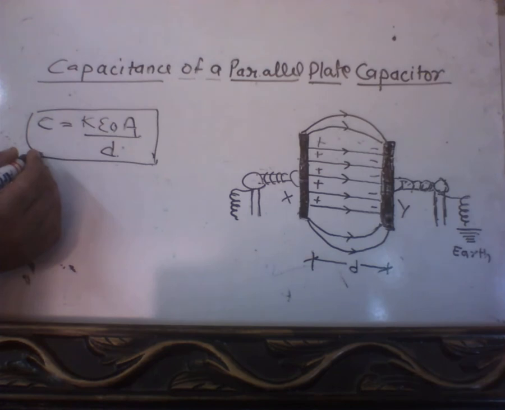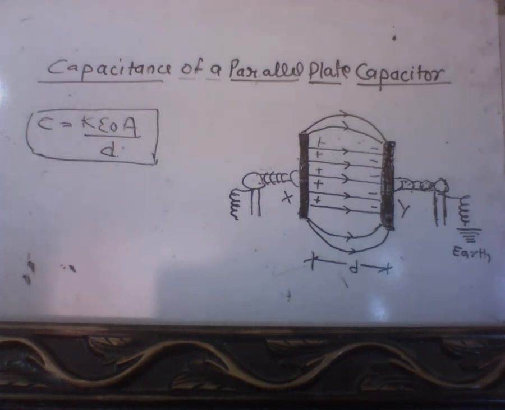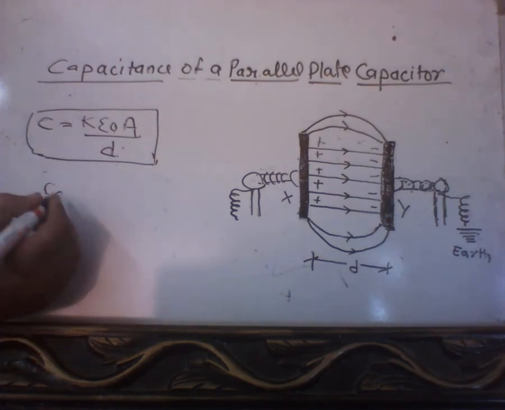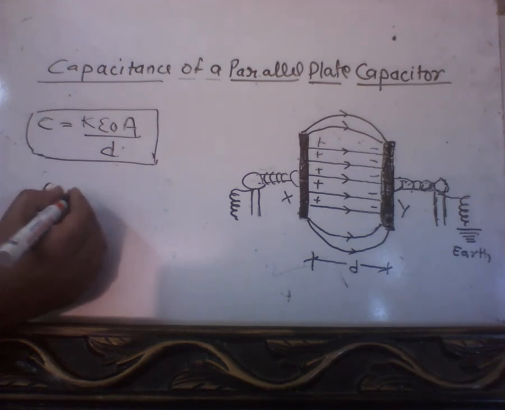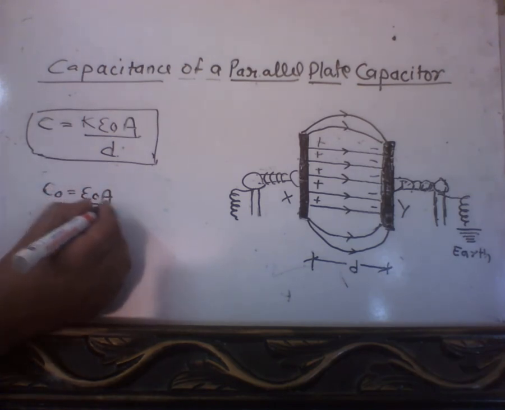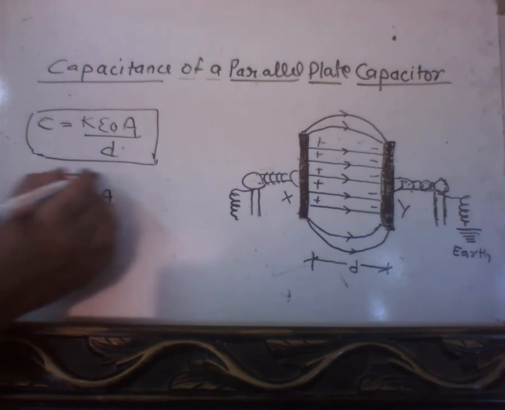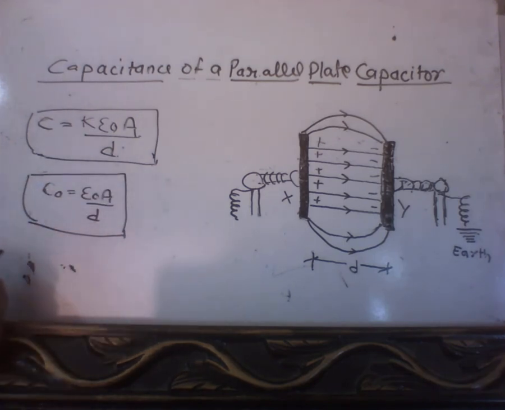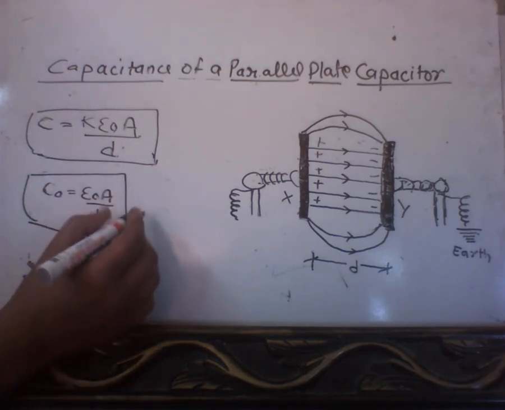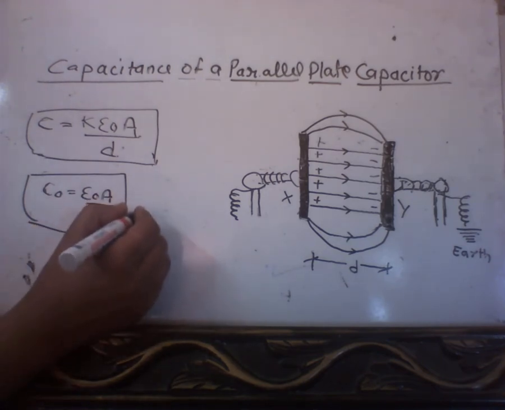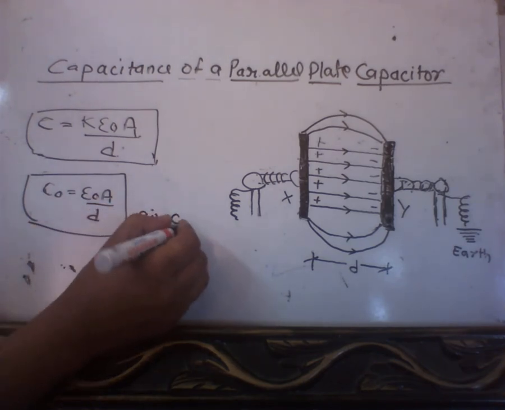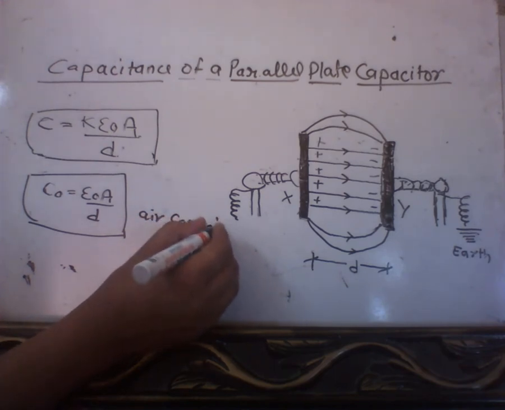Suppose the dielectric is not placed and in place of the dielectric there is air between the plates, then the formula for the capacitance of the air capacitor reduces to C naught equals epsilon naught A by d. This is the formula for a parallel plate air capacitor.